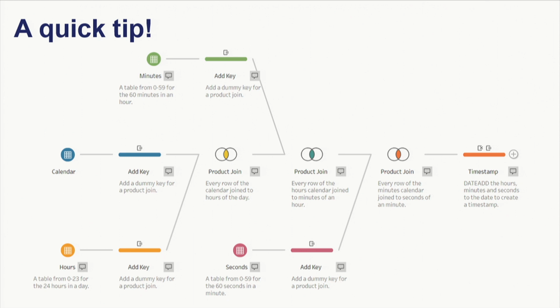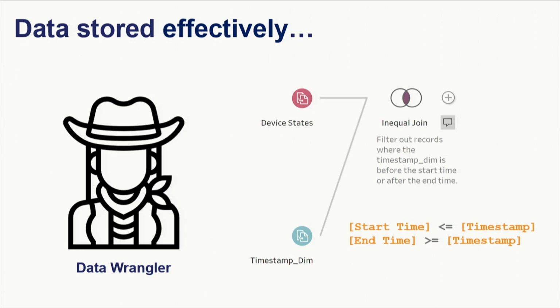So here we do that by joining in an hour, minutes, and seconds table. These are numbered from 0 to 23 or 0 to 59, and then padding it out using those dummy key on dummy key joins. That very last step, timestamp, we're just using date add to add those hours, minutes, and seconds to the original calendar. So let's suppose our data wrangler did that earlier.